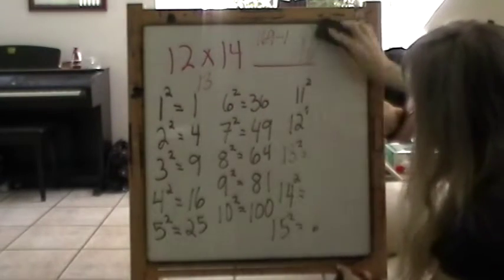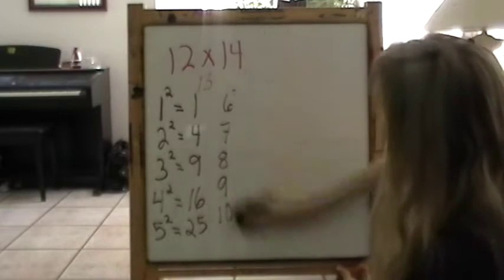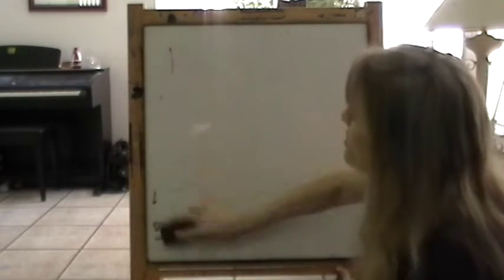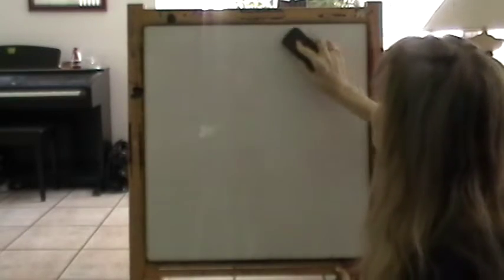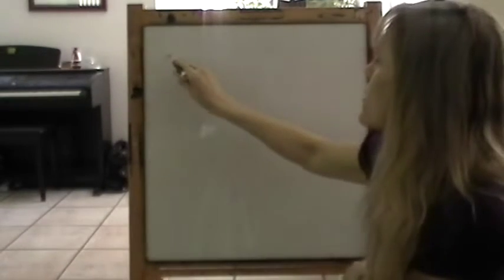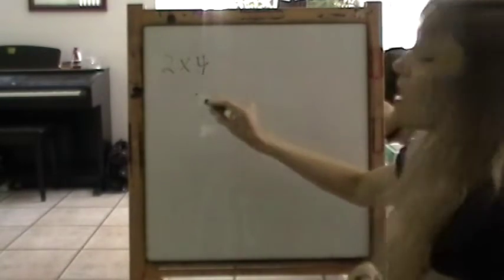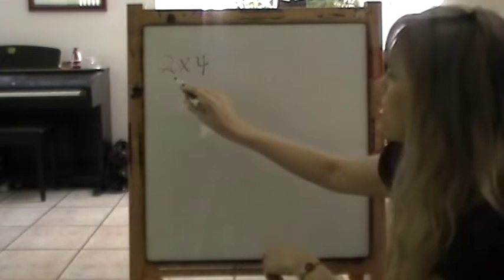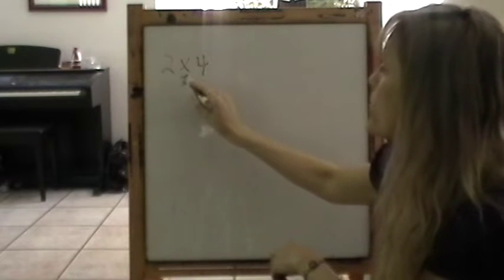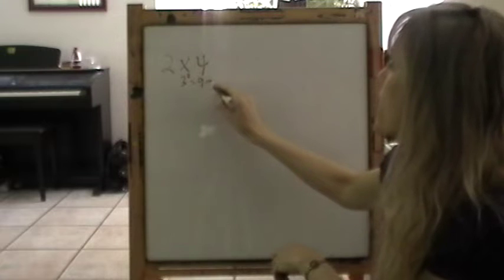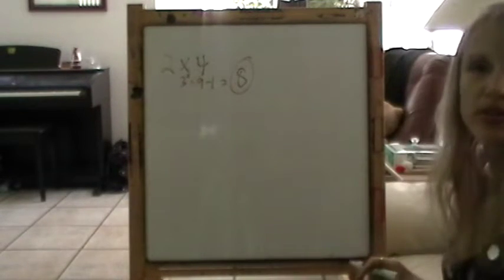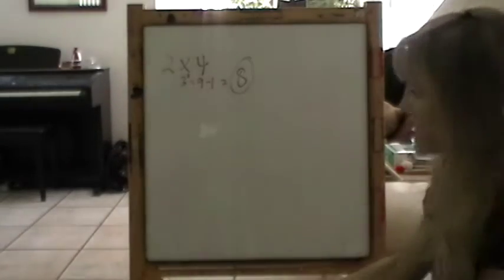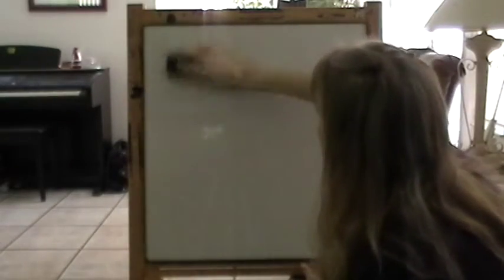So let's do another one. You could try that with something just as simple as 2 times 4. Again, the middle number is 3. We have a difference of 2. 3 squared is 9, minus 1, and we get a final answer of 8. Well, we've all been to elementary school. We know that 2 times 4 is 8. So the trick works. But let's look at a more difficult one.